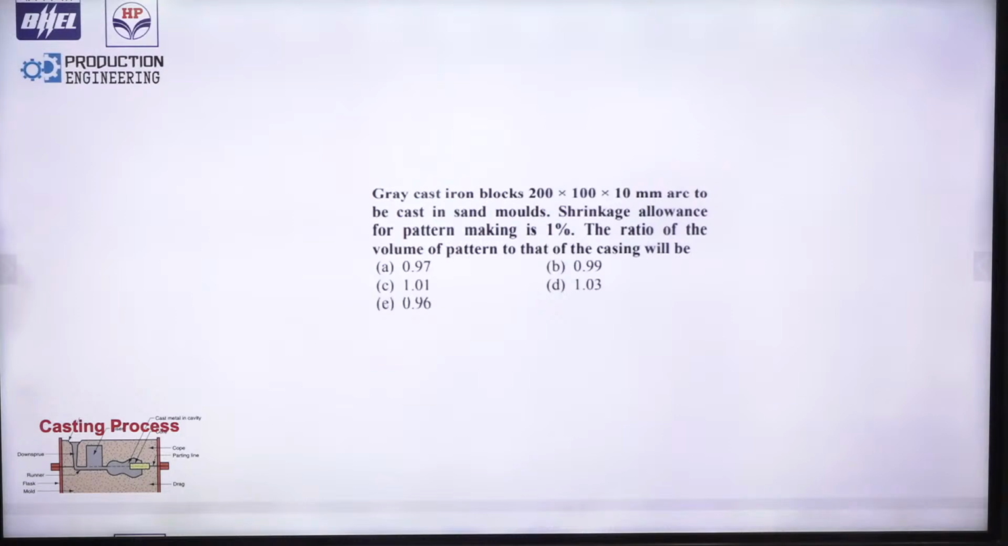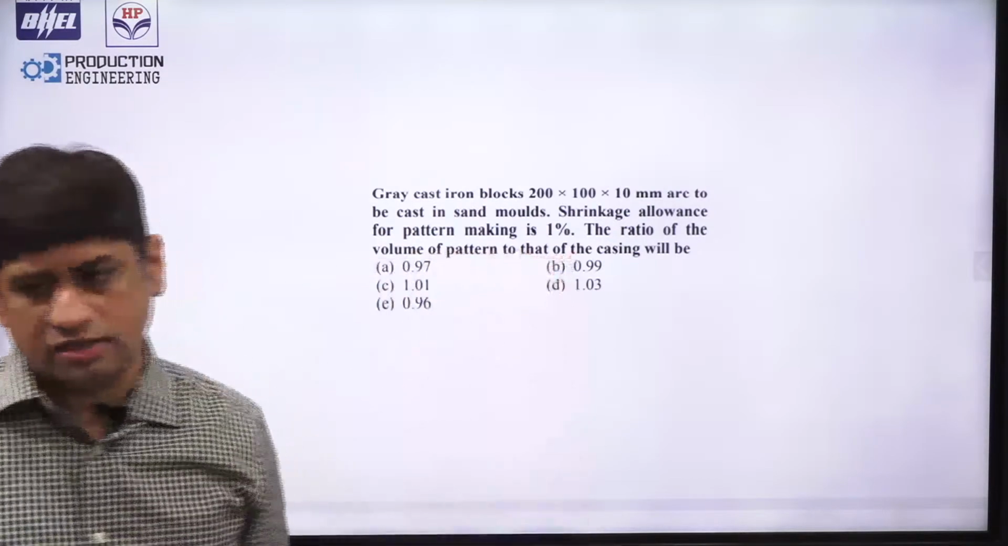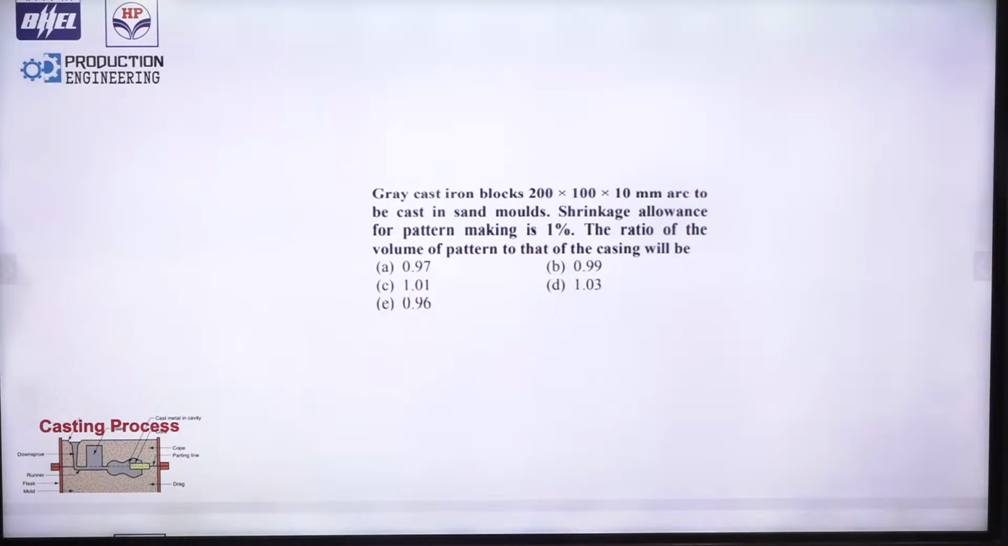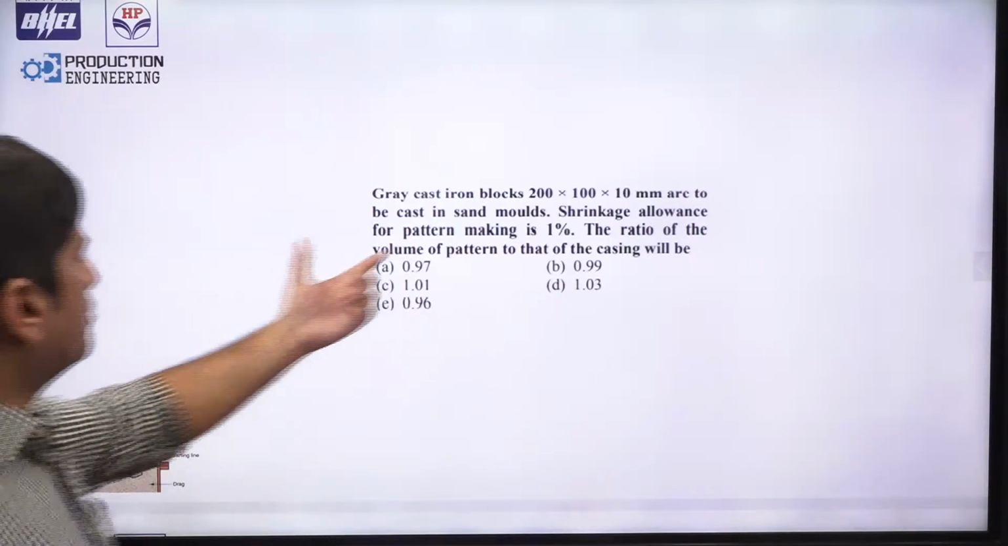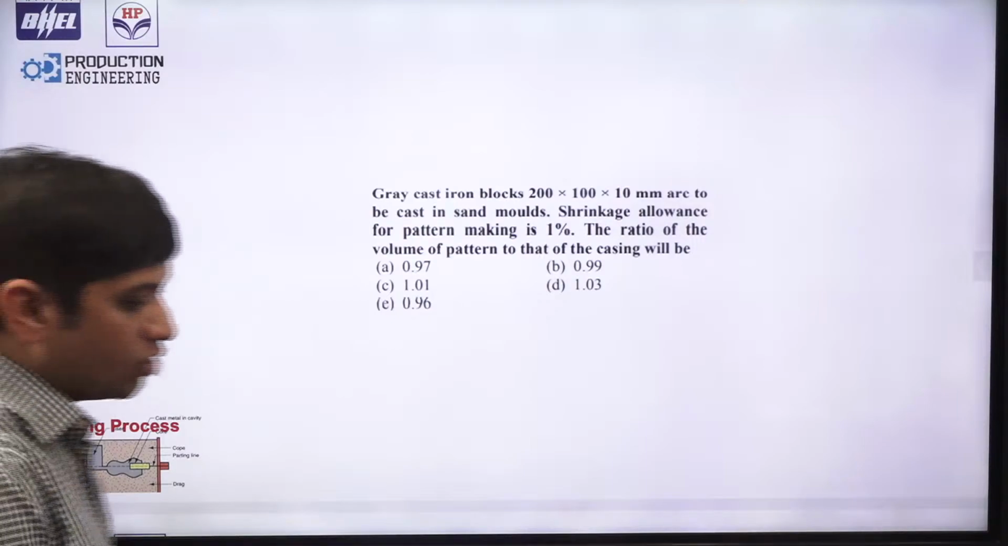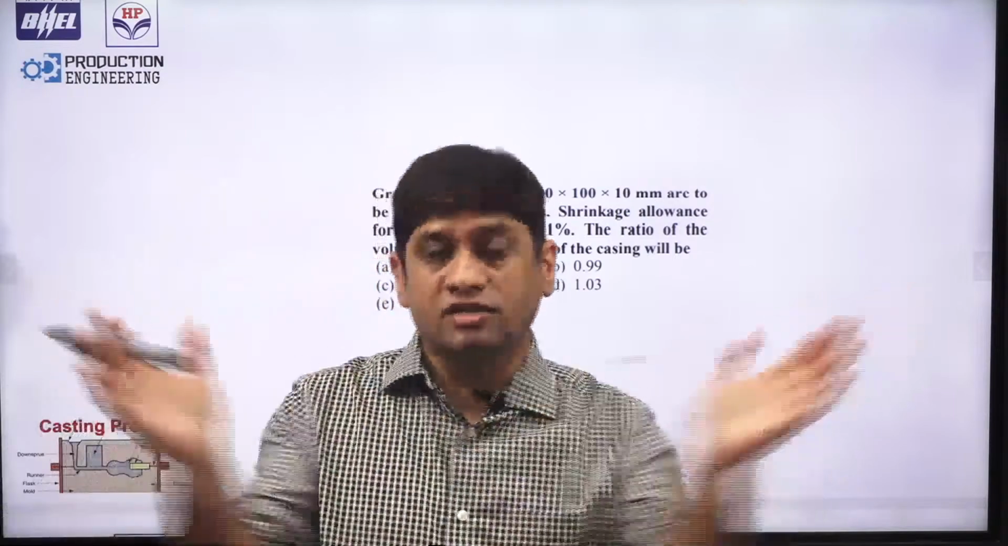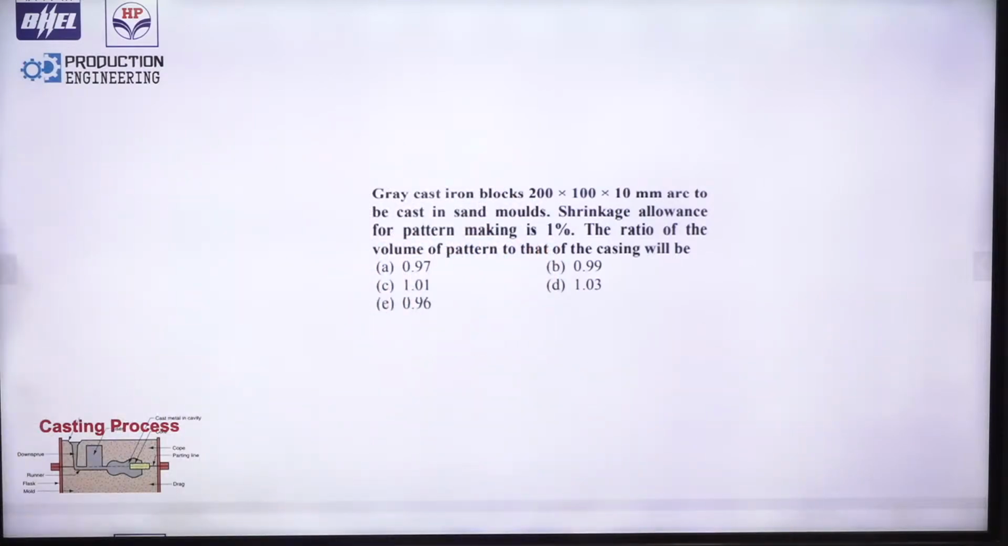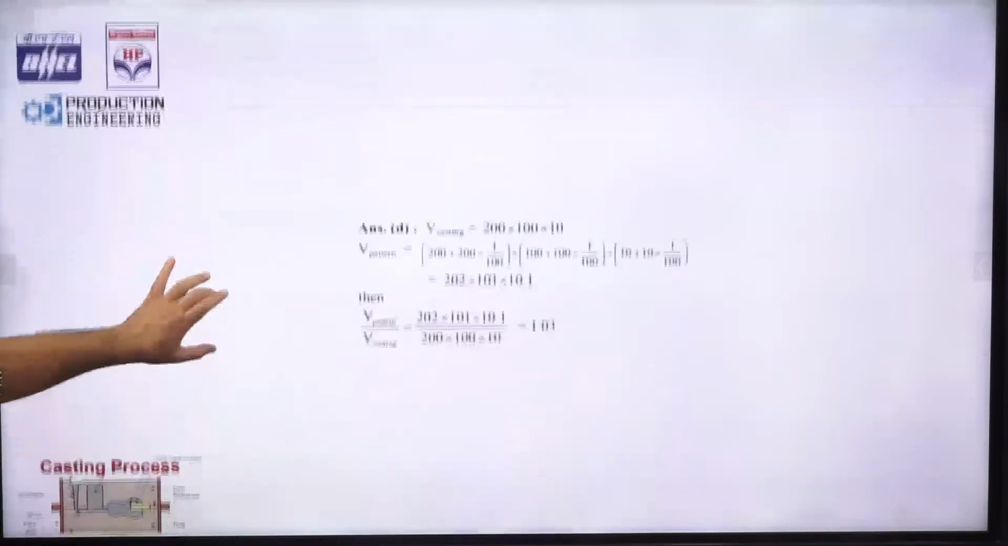He's given you a gray cast iron block. Shrinkage allowance is 1%. What will be the ratio of volume of pattern to that of casting? There is something special about gray cast iron. He's given you the iron block and it is to be cast in the sand mold. The shrinkage you need to see. What happens in gray cast iron? After solidification, its size increases or decreases. That is what you need to see. So we need to make the pattern of small size or large size. This is given to us.